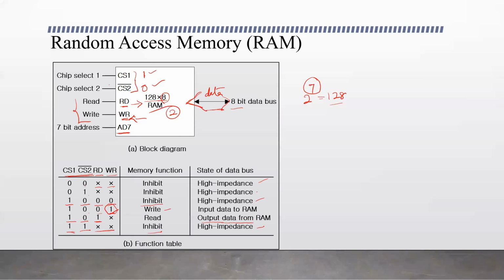This is the function table to describe the selection of a particular RAM, if it is selected, and how read and write can be enabled to make this RAM perform a particular operation, read or write. It is a read-write memory. So we have both the read and write operations here with the two-directional data bus.